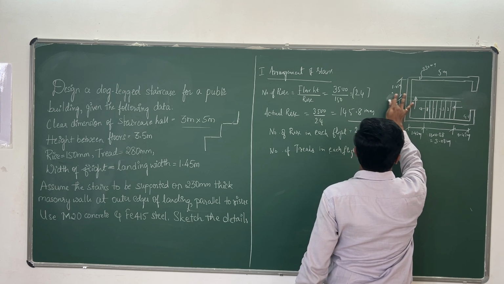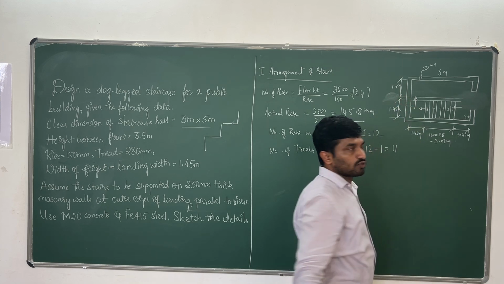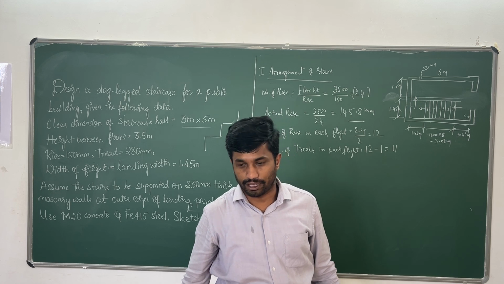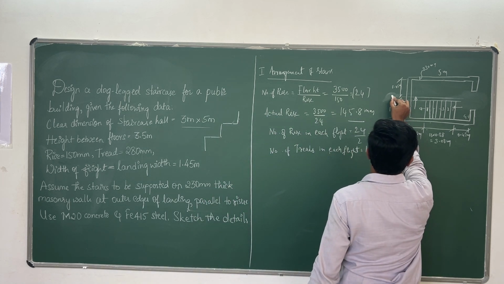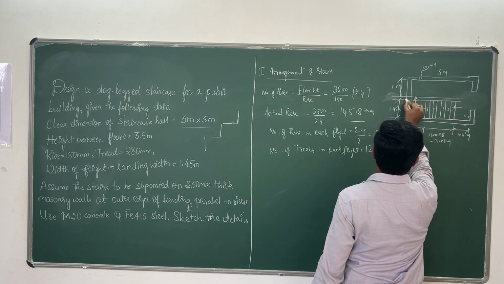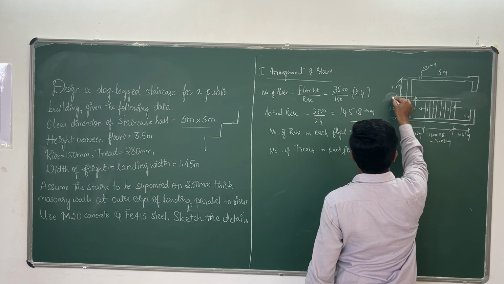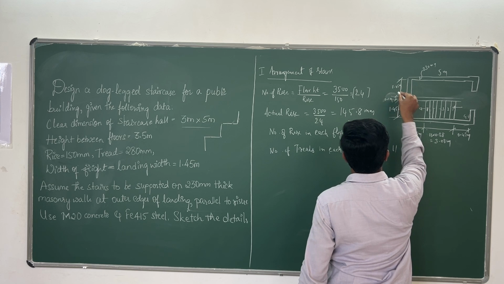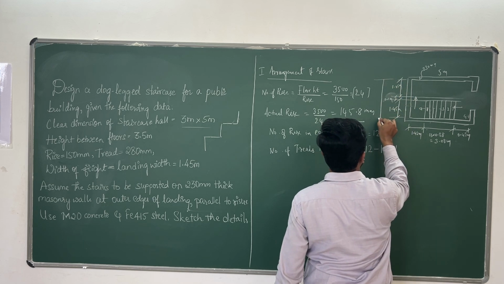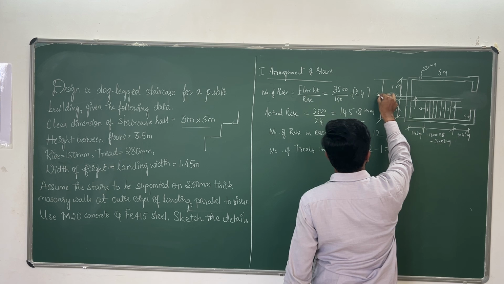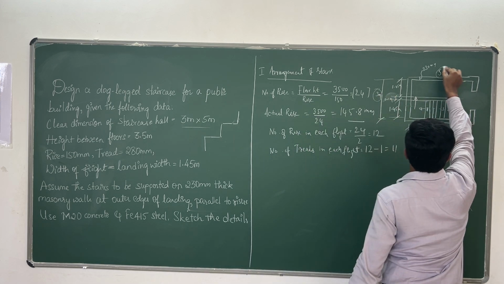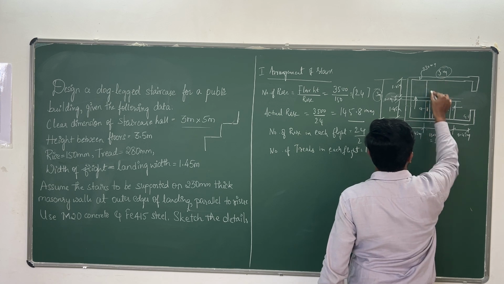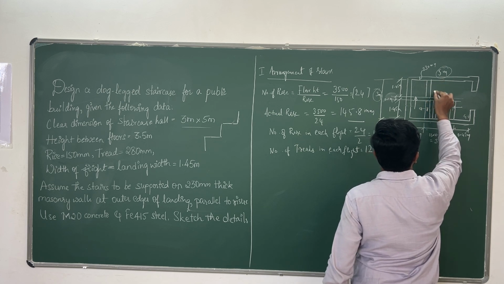So the total is 3 meters. 3 meters minus 1.45 minus 1.45 is 0.1. Yes, the gap between these is 0.1 meters. Then you are getting the total of 3 meters. So this is 3 meters, this is 5 meters. See, here also the same thing. Next slide.